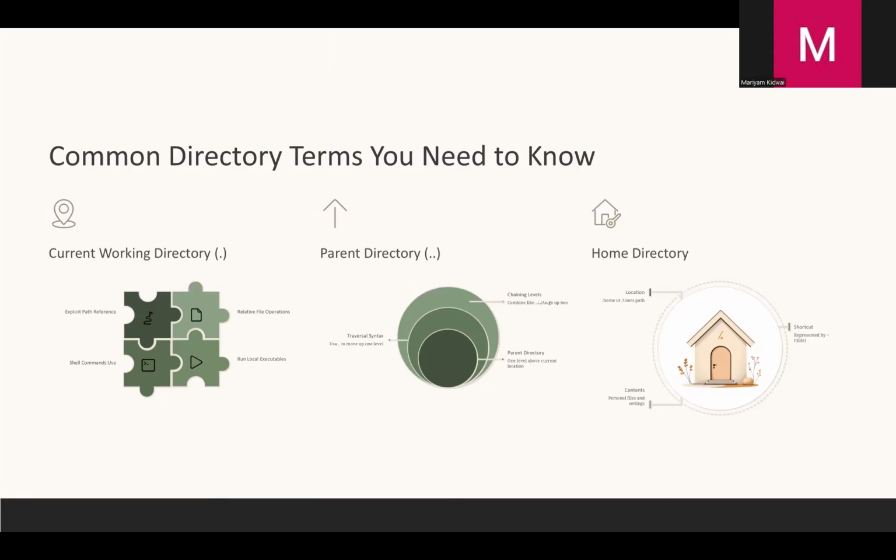And then the other one is the parent directory, represented by 2 dots. It is the directory one level above your current location. The 2 dots move you up one level in the hierarchy. You can chain them using dot dot slash and so on, and it goes up 2 levels.